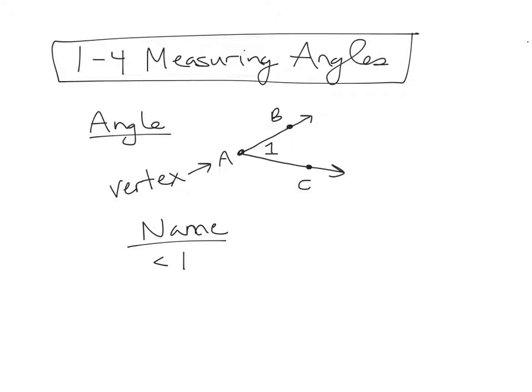Another way you can name it is with one letter. Any guesses which one letter you could name it with, Bryce? A, right? Whatever the vertex is, you can name it with that letter. So this would be angle A, okay?